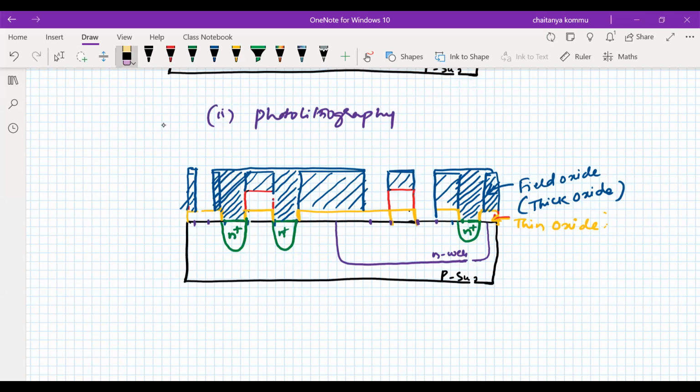So is it clear to all of you so far? Is there any problem? So this portion also not required. Okay, this oxide is also not required. Okay.